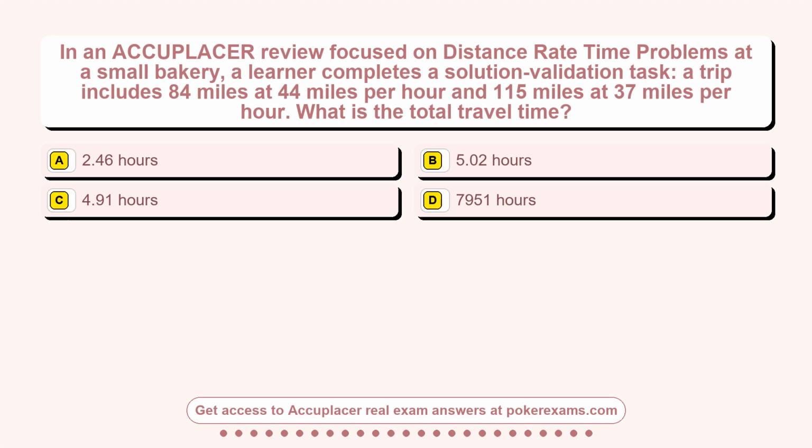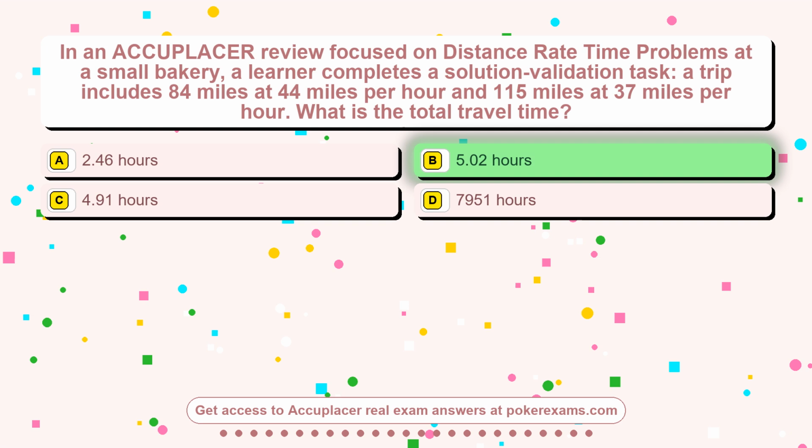Which landmark case produced a ruling that allowed educators greater control over school-sponsored expression for legitimate educational reasons? Option A. McCulloch v. Maryland. Option B. Brown v. Board of Education. Option C. Hazelwood v. Kohlmeyer. Option D. United States v. Lopez. The correct answer is option B, 5.02 hours.